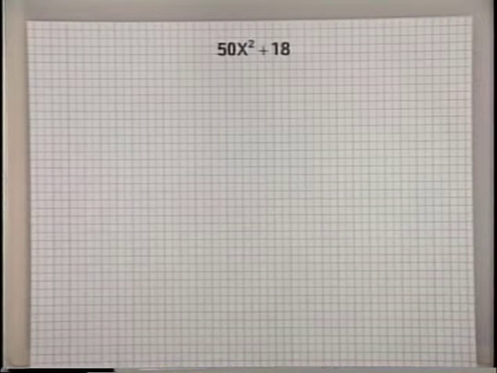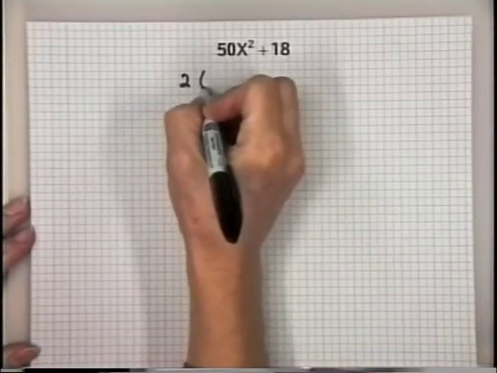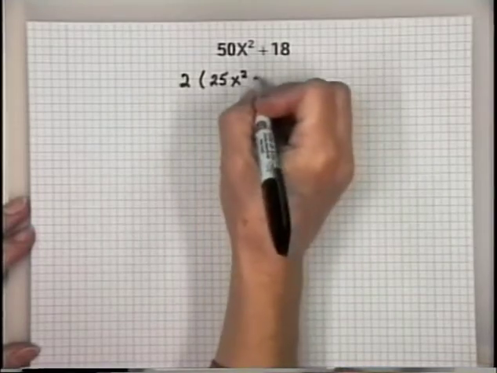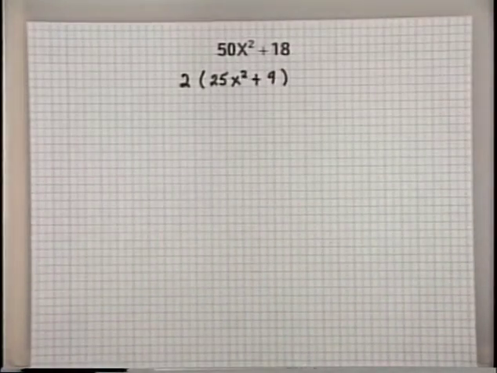50x squared plus 18. There is a common factor in this problem. Both of these numbers can be divided by 2, so we have a common factor of 2 here. Factoring that out, I have 25x squared plus 9. You can check to see that that is correct.